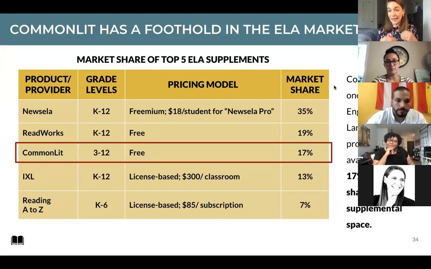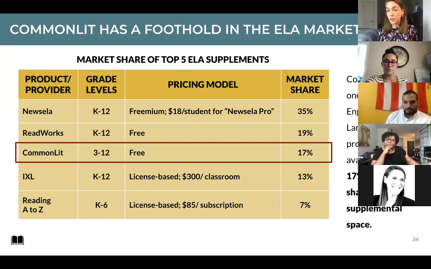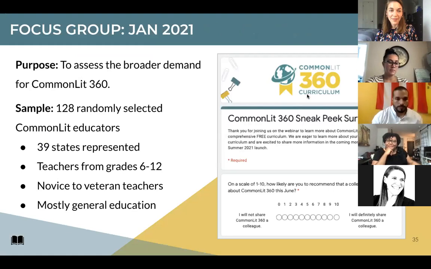We already have a foothold in the market in the supplemental space. Today we have 17% of the market share. Now we're moving into becoming a core instructional provider and what that means. I've talked to many partners on the call about what it will look like for CommonLit to compete in a brand new market, and how we're going to need to level up in a lot of ways now that we're a core instructional provider. I'm excited for more discussions about that.